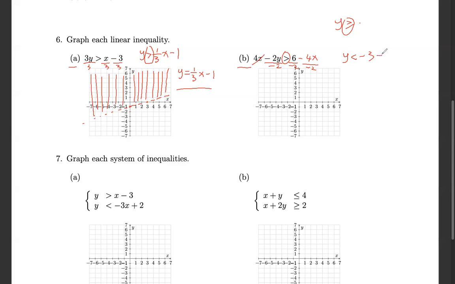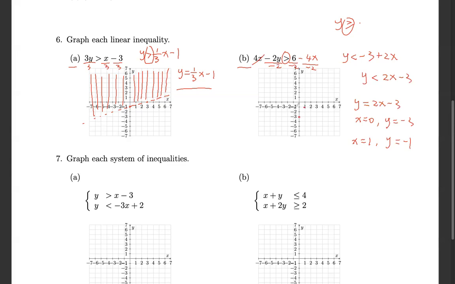-4x divided by -2 becomes positive 2x. We can rewrite it as y less than 2x minus 3. We want to graph first y equals 2x minus 3. If we set x equal to 0, y equals -3, so we get the point (0, -3). If we set x equal to 1, y equals 2 minus 3, which is -1. So 1 comma -1, we get this point.